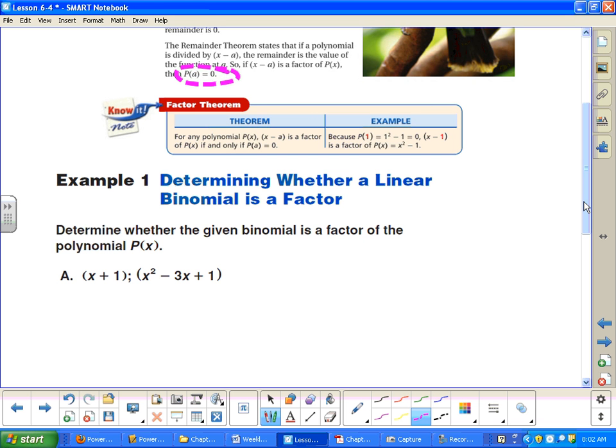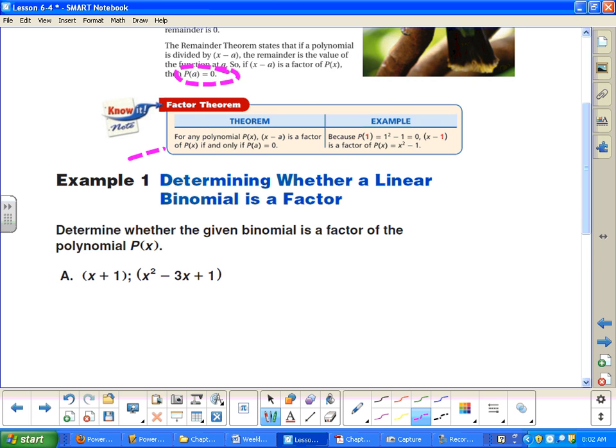So we have what's called the factor theorem. For any polynomial p of x, x minus a is a factor of p of x if and only if p of a equals 0. So if we get 0 when we divide, then we know that x minus a is going to be a factor.